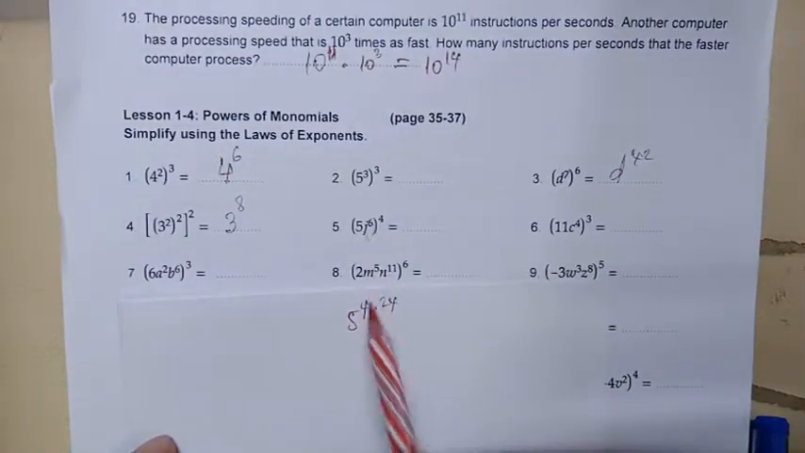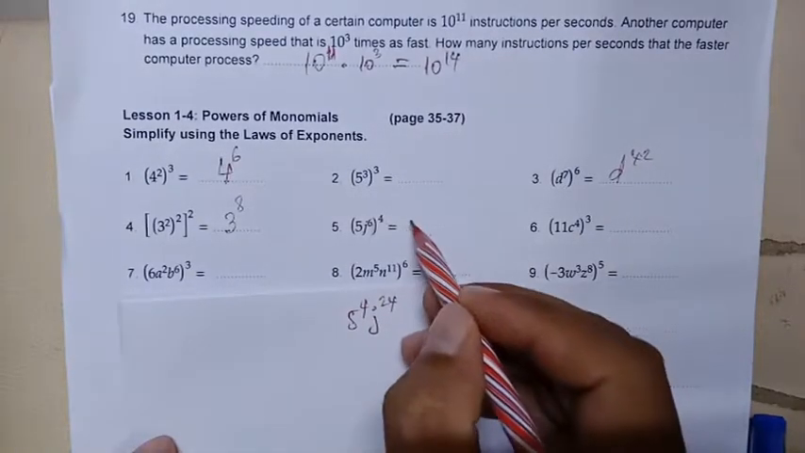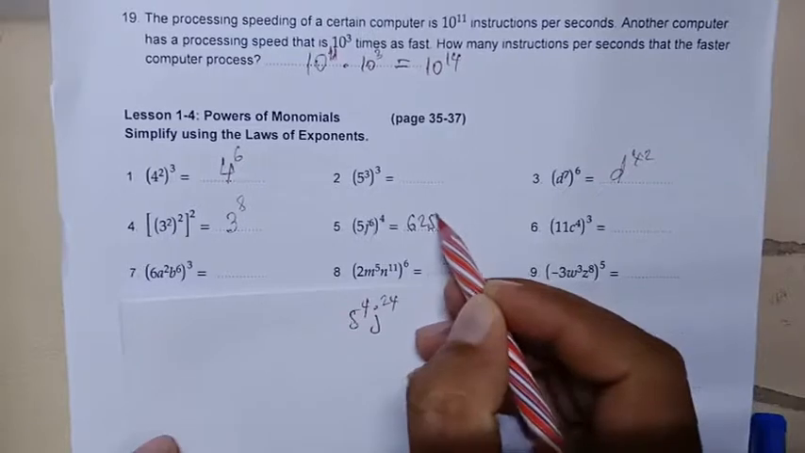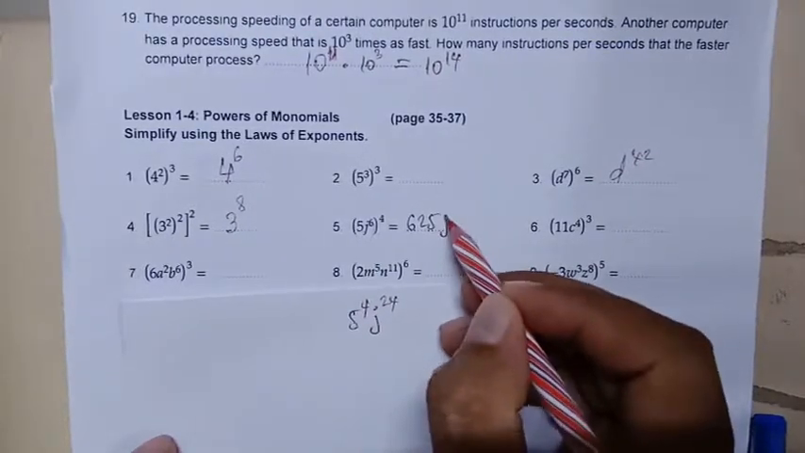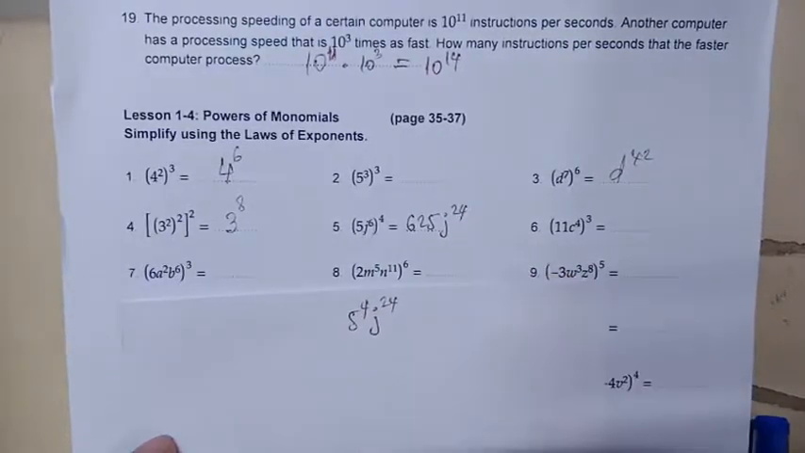To get this answer, you need to calculate 5 to the 4th first. So 5 raised to the 4th is equal to 625. So this one, 625 j raised to 24.